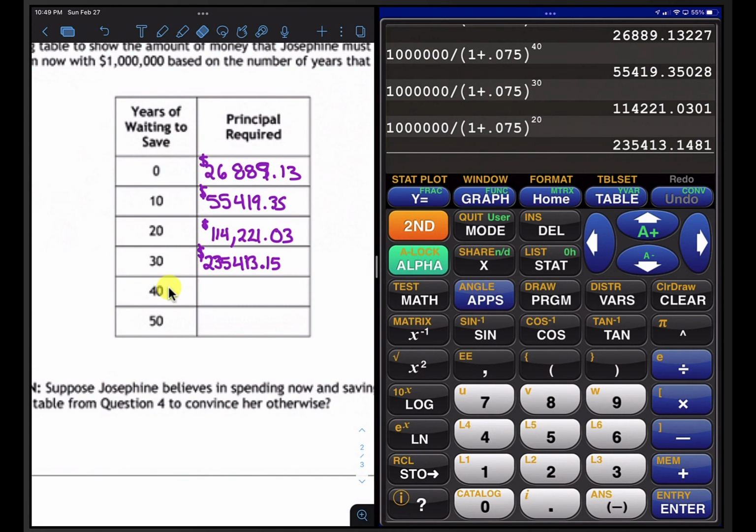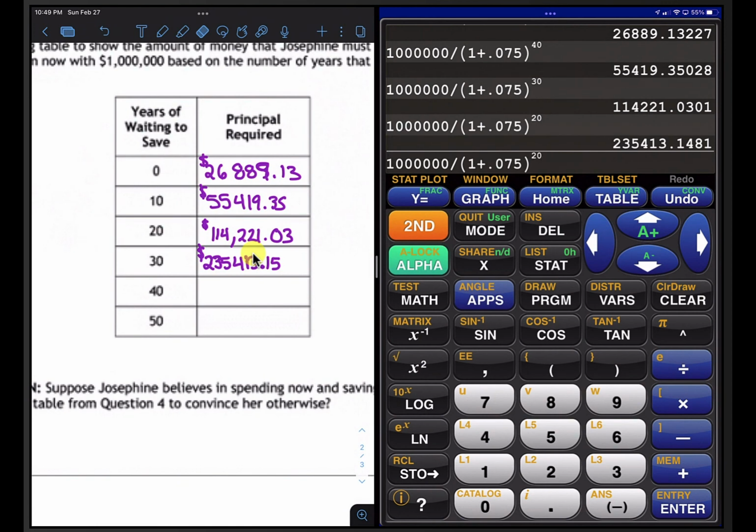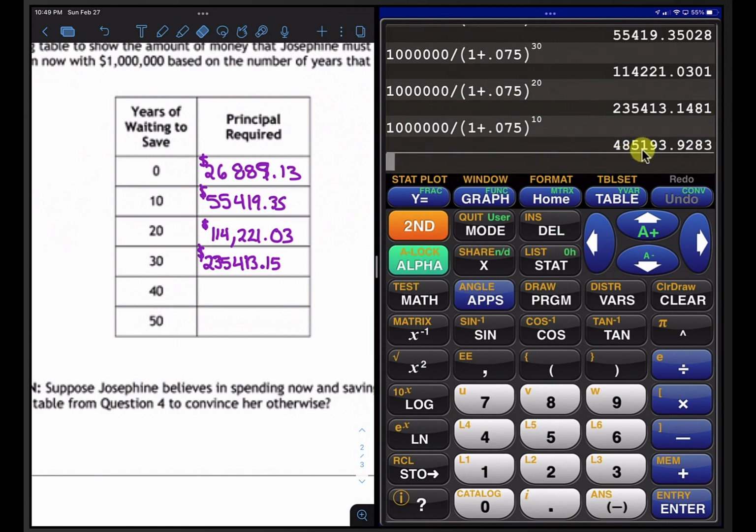Well, same thing with 40 years. If she waits 40 years to invest, then that means she would only have 10 years to go before retirement. So we change the exponent to a 10 over here. And then that means she would have to put in this much money. And that is over $400,000. So it's $485,193.93. So that's almost $500,000 that she would have to put in order to have $1 million at retirement.